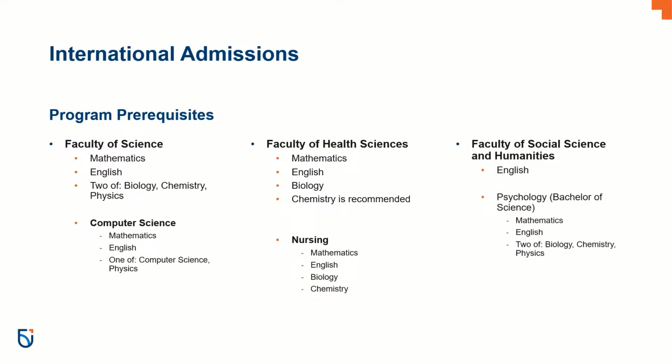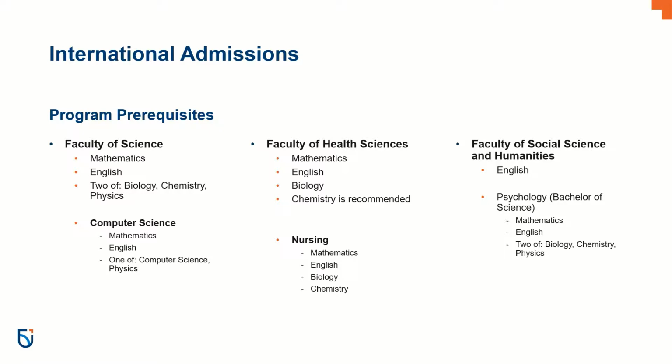For programs under the Faculty of Science, we will be looking for English, mathematics, and 2 of biology, chemistry, or physics. The requirements for computer science are a little bit different. We're looking for mathematics, English, and either computer science or physics. For programs under the Faculty of Health Sciences, we're looking for mathematics, English, and biology, but chemistry is recommended. The requirements for our Bachelor of Science in Nursing program are mathematics, English, biology, and chemistry.